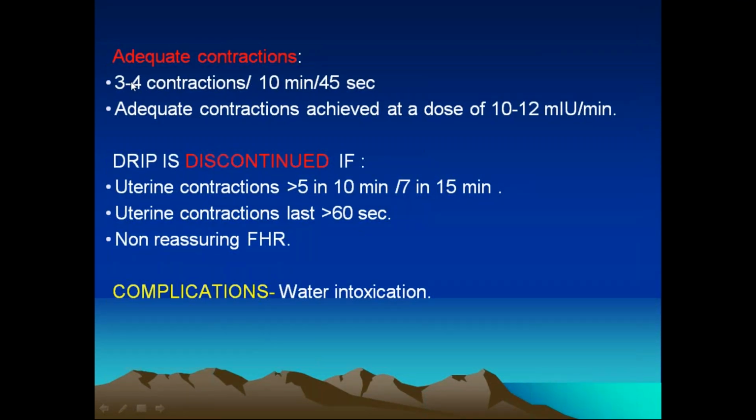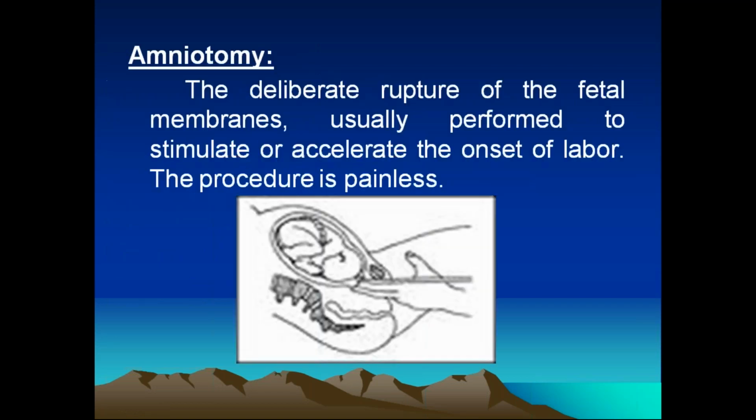So adequate contractions are 3 to 4 contractions over 10 minutes for a duration of 45 seconds. And generally we'll achieve adequate contractions at a dose of 10 to 12 milli international units per minute. The oxytocin drip is discontinued if we have uterine contractions of more than 5 in a 10-minute period or 7 in a 15-minute period. And if uterine contractions last for more than 60 seconds, we'll discontinue. And if there is a non-reassuring fetal heart, then also we'll discontinue the oxytocin drip and wait and watch. Then the complication with oxytocin will be water intoxication.